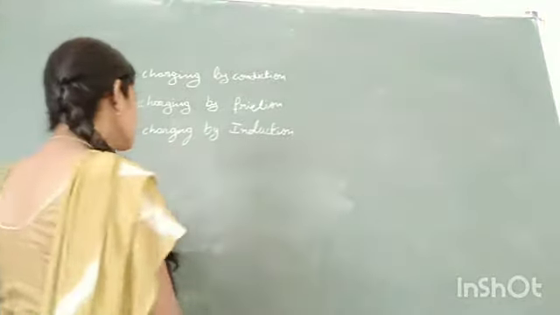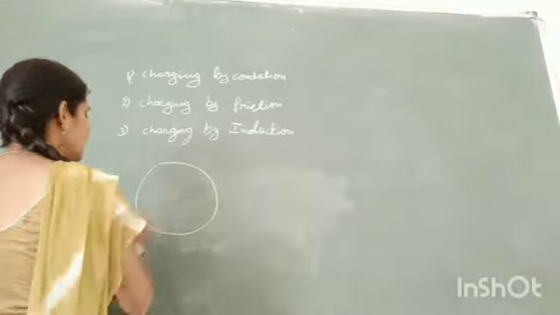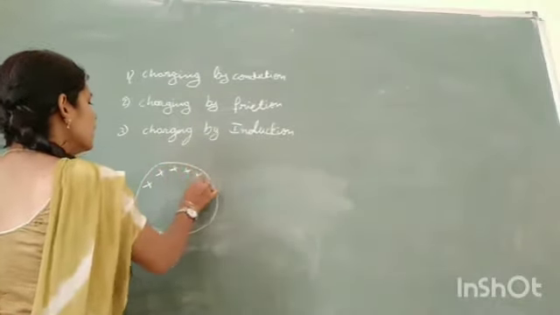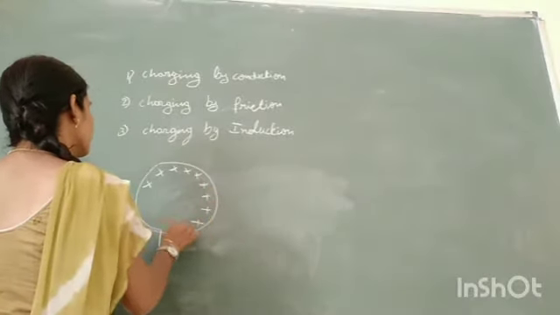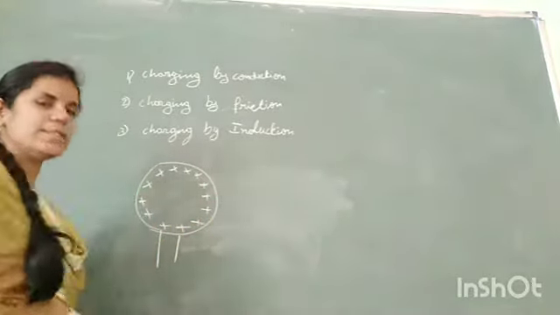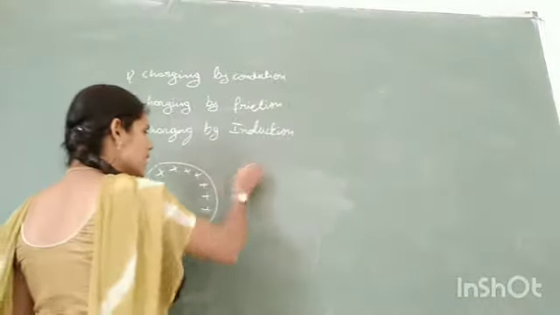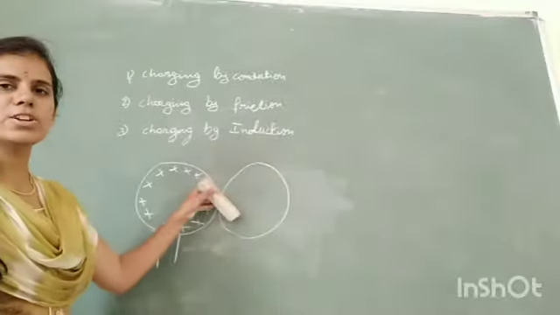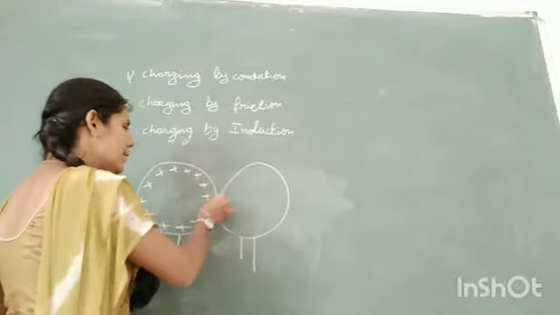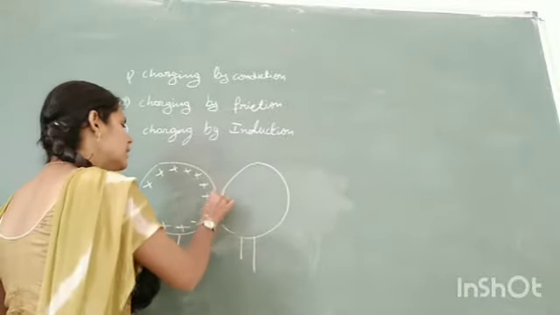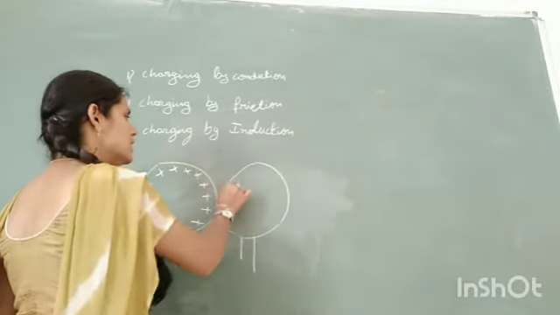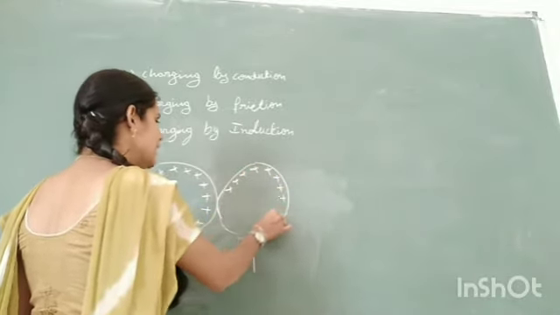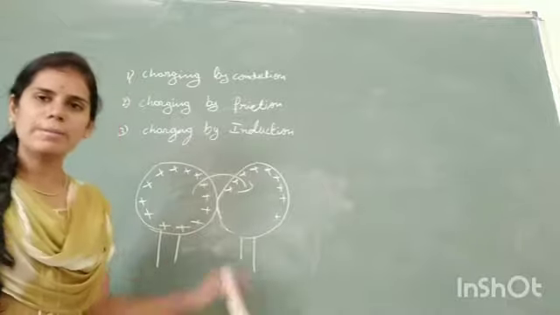Now, this is a charged body. It has some positive charges on it. An uncharged body is electrically neutral, with an equal number of charges, so there is no net charge on it. When the uncharged body is brought in contact, both are in contact, then the charged body shares its positive charges with the uncharged body.